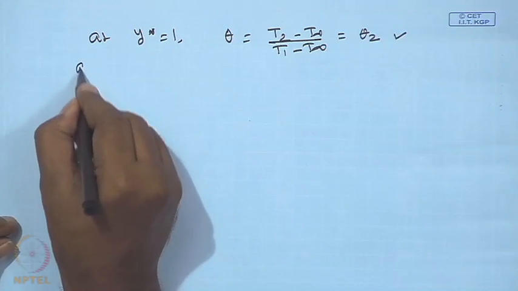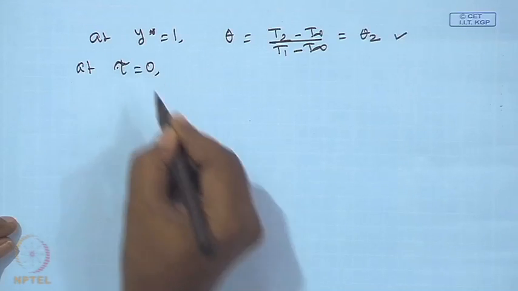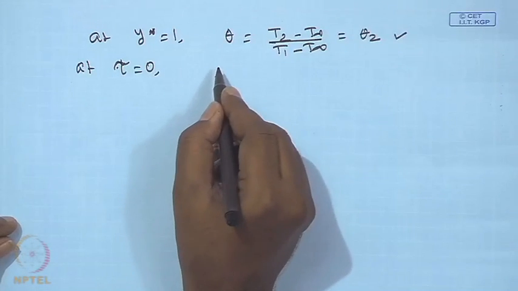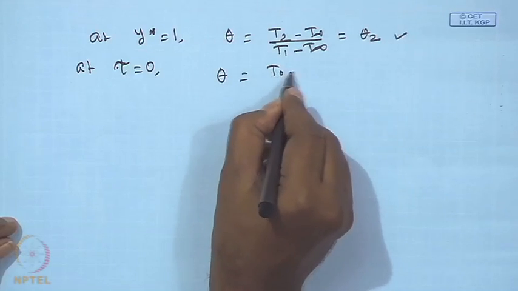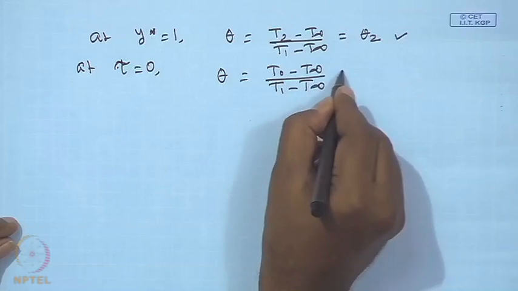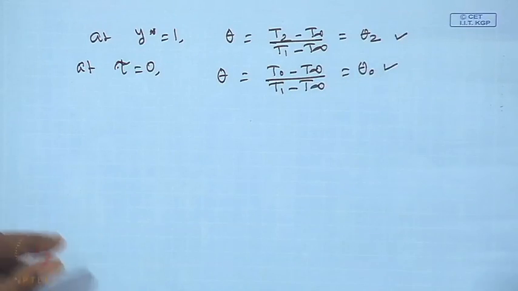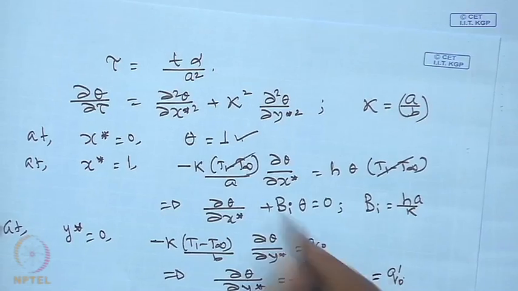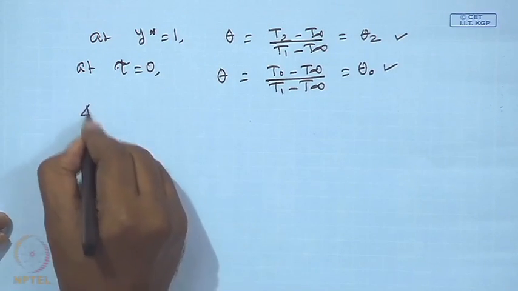So, we make the initial condition non-dimensional as well. So, this becomes T was equal to T naught. So, therefore, theta was equal to T naught minus T infinity divided by T 1 minus T infinity. So, that becomes theta naught. So, if you look, 1, 2, 3 and 4, there are 4 sources of non-homogeneities in this problem.